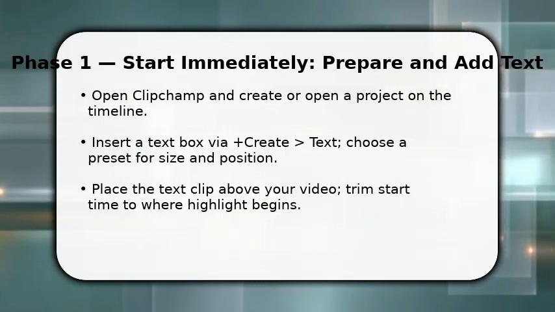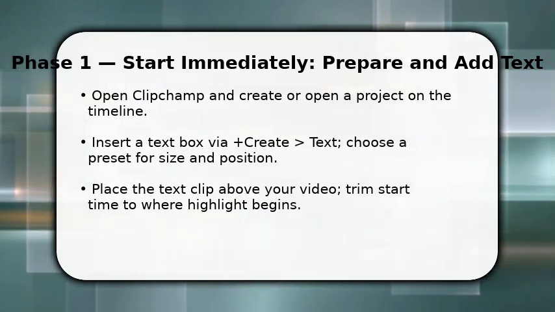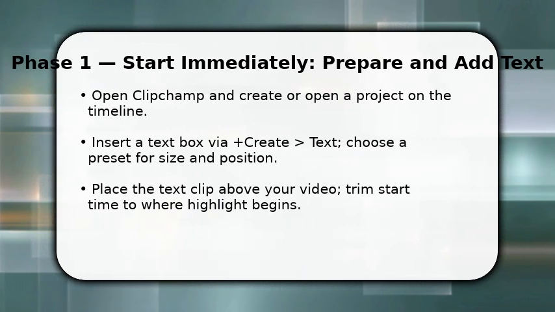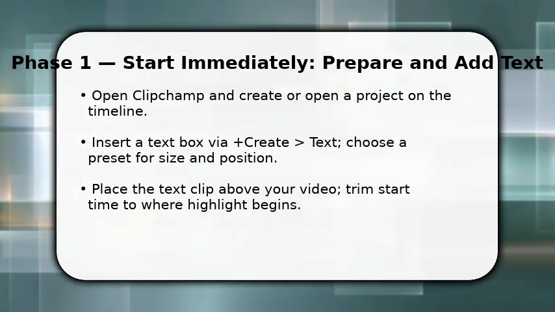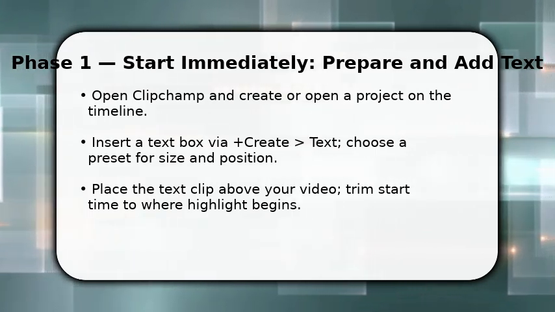You start by opening your project and placing text where the highlight should appear. Add a text box from the Create menu, then type the exact words you want highlighted. Once done, position the text layer above the video and trim its duration to match the spoken or visual cue.